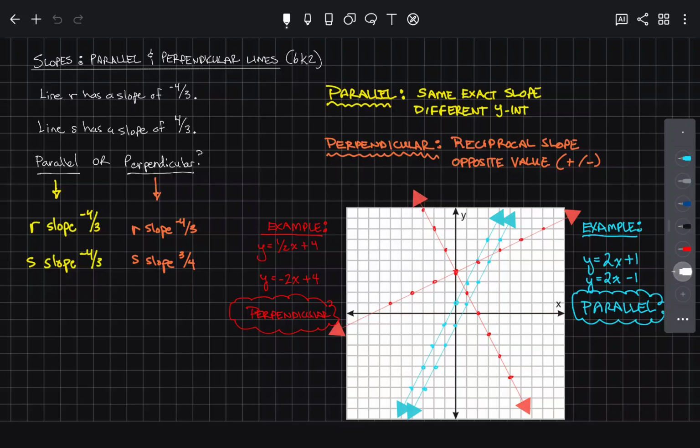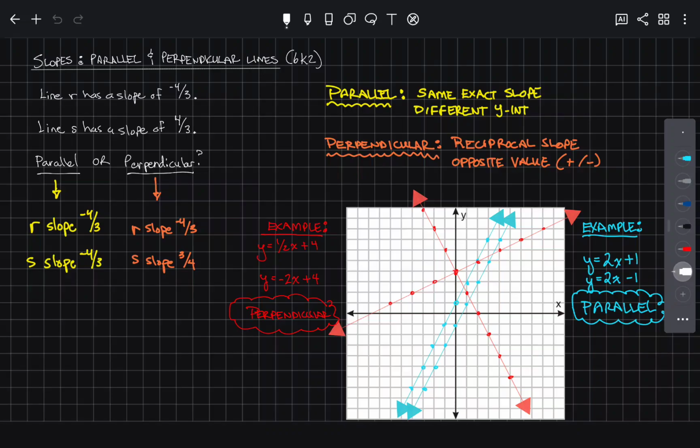Parallel is extremely simple in that if it's a parallel line, the slope is exactly the same on the other line. So if you wanted to create parallel lines, the slope would remain exactly the same. You just have a different y-intercept.